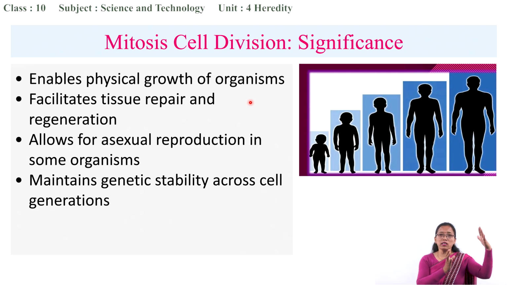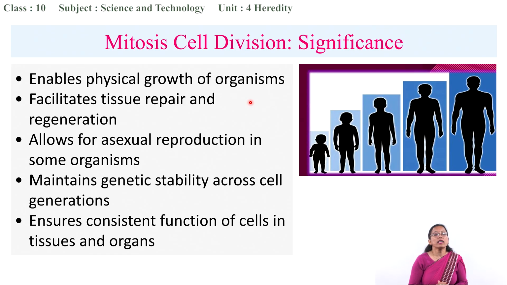That means during asexual reproduction, the parent cell will form the same characters in the daughter cell also. Because of that, it maintains the genetic stability as it is. Okay, and it ensures the consistent function of the cells in the tissue and organ. That means the same function will be performed after formation of the new cell also.